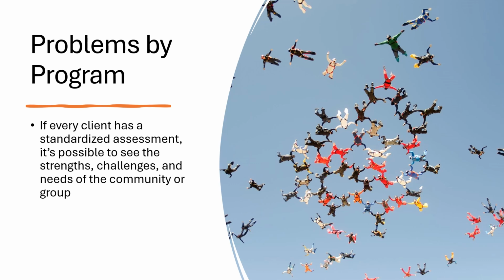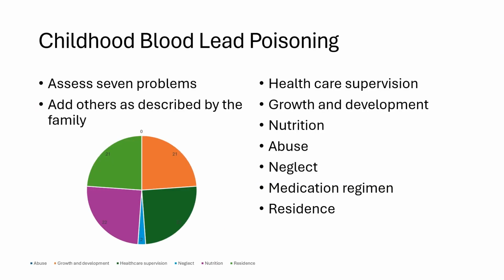In this section, I'll introduce or describe several different examples of how to structure health assessments by program using the Omaha System. Our first example is childhood blood lead poisoning. For childhood blood lead poisoning prevention programs, you can assess 7 problems and add others if needed. In particular, healthcare supervision, growth and development, nutrition, abuse, neglect, medication regimen, and residence are high priority problems.